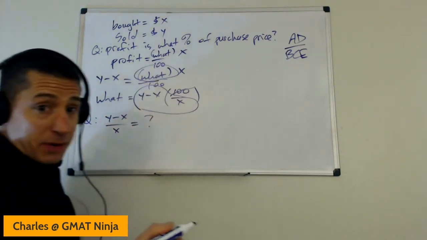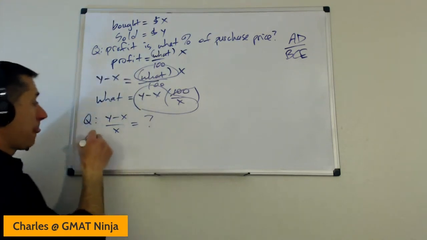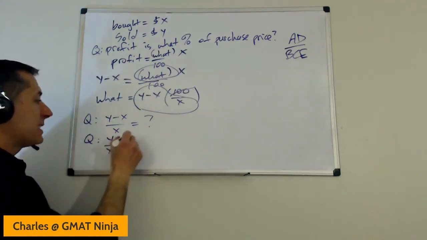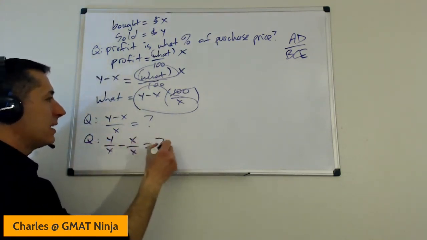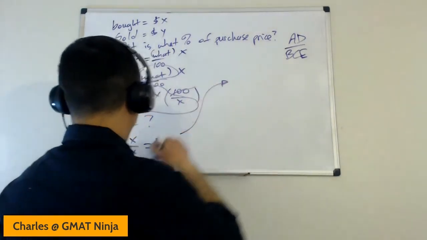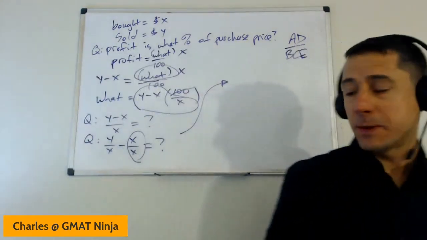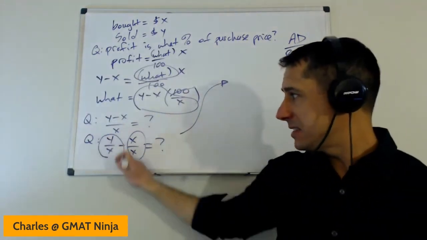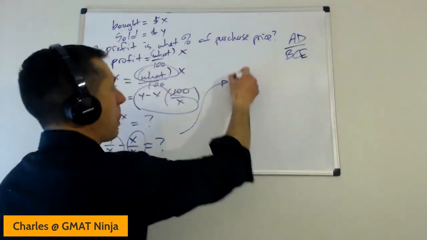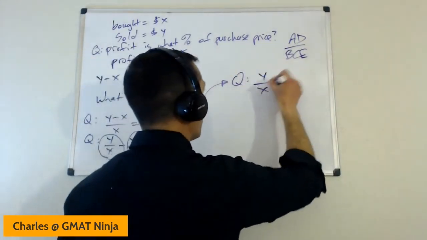And look, I can keep going. It's a fraction. I can split it up. I can say that this is Y over X minus X over X is equal to what? Well, that's just a 1. Data sufficiency, no mystery there. Know exactly what that is. This is all I need. All I need here is Y over X.